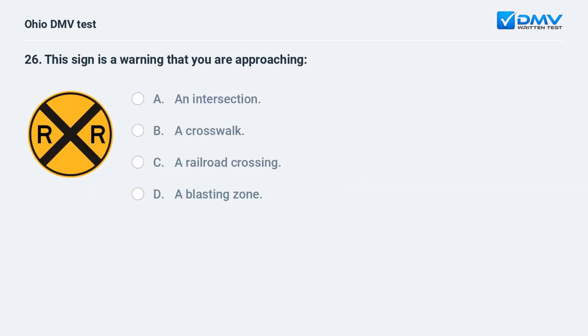This sign is a warning that you are approaching A. An intersection. B. A crosswalk. C. A railroad crossing. D. A blasting zone. C. A railroad crossing. This sign indicates that you are approaching a railroad crossing.